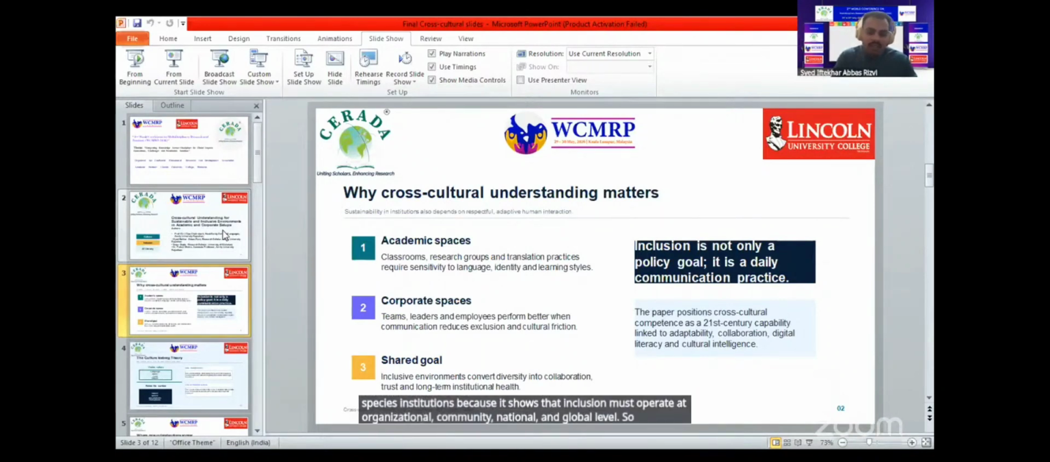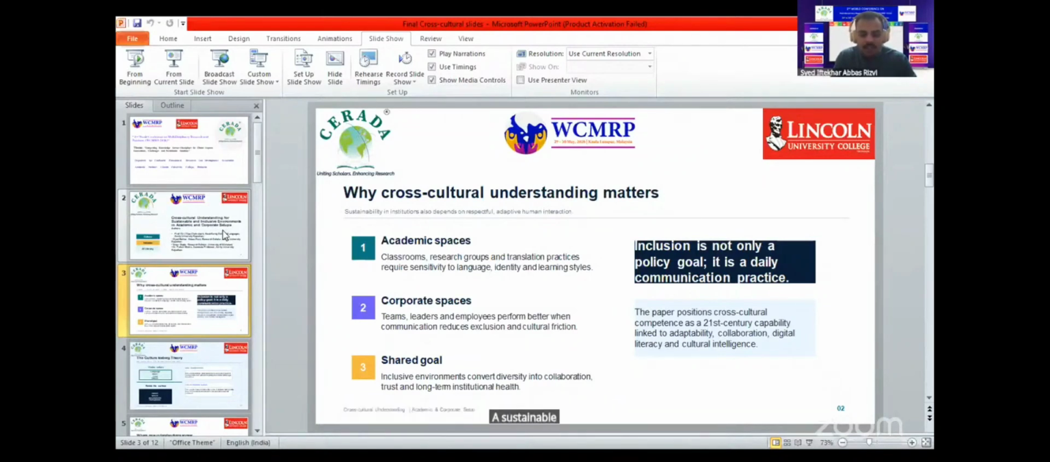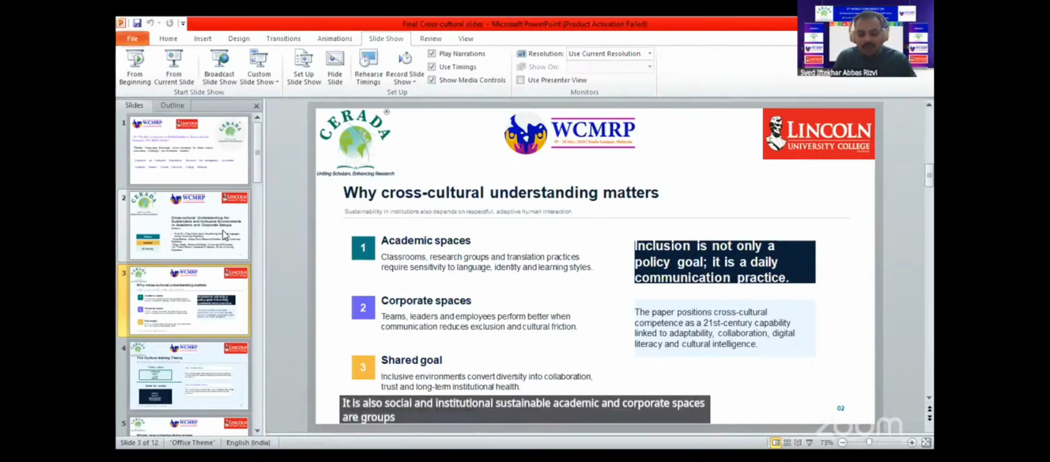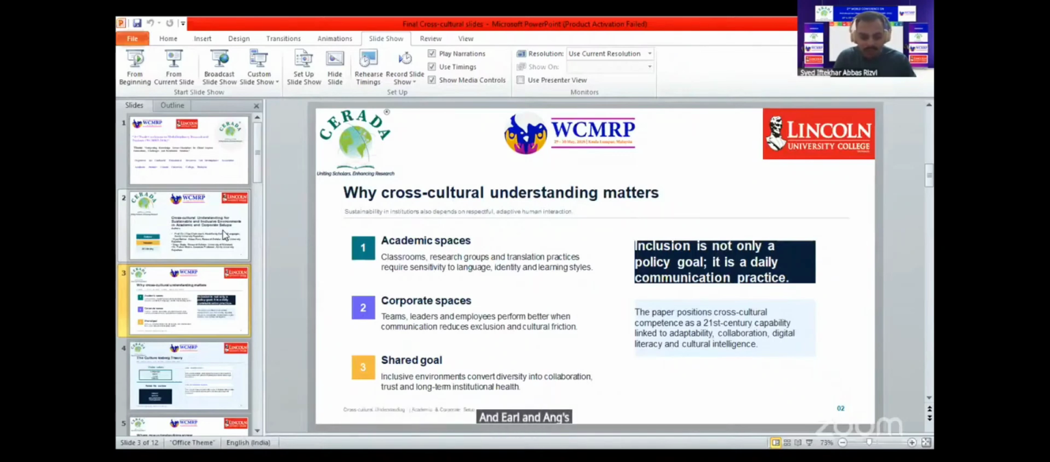So, what is the need? The need for cross-cultural understanding and why it matters. The need for cross-cultural understanding is also linked with sustainability. A sustainable environment is not only ecological, it is also social and institutional. Sustainable academic and corporate spaces are those where people from different backgrounds can participate without fear of exclusion, stereotyping, or cultural misinterpretation. So cultural intelligence becomes a social sustainability tool.